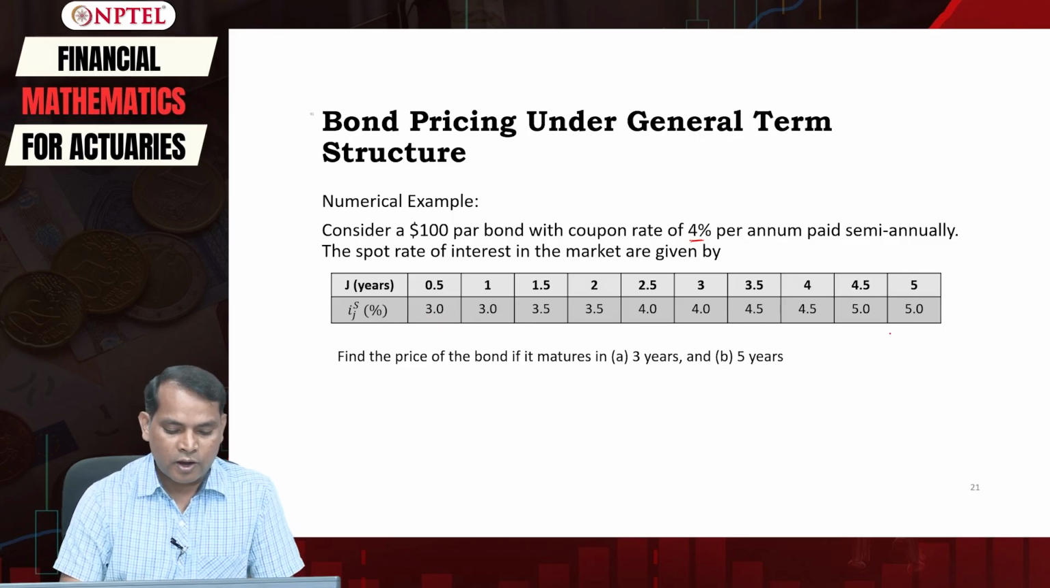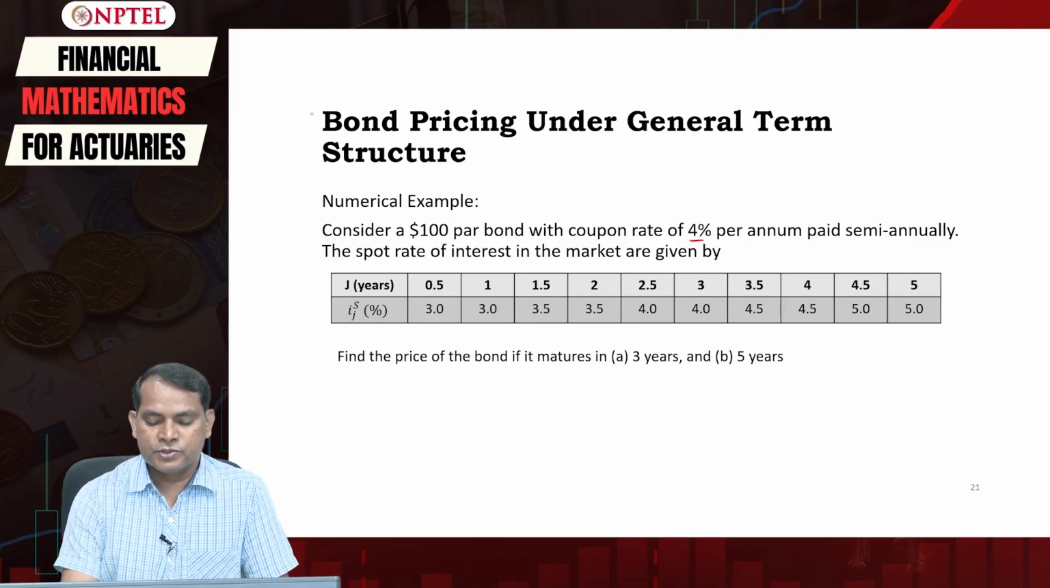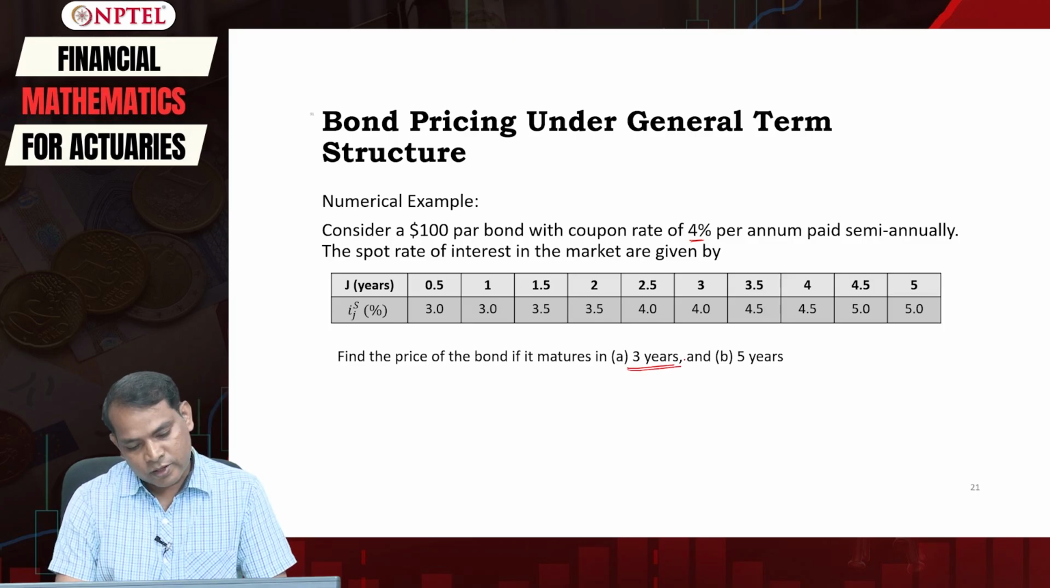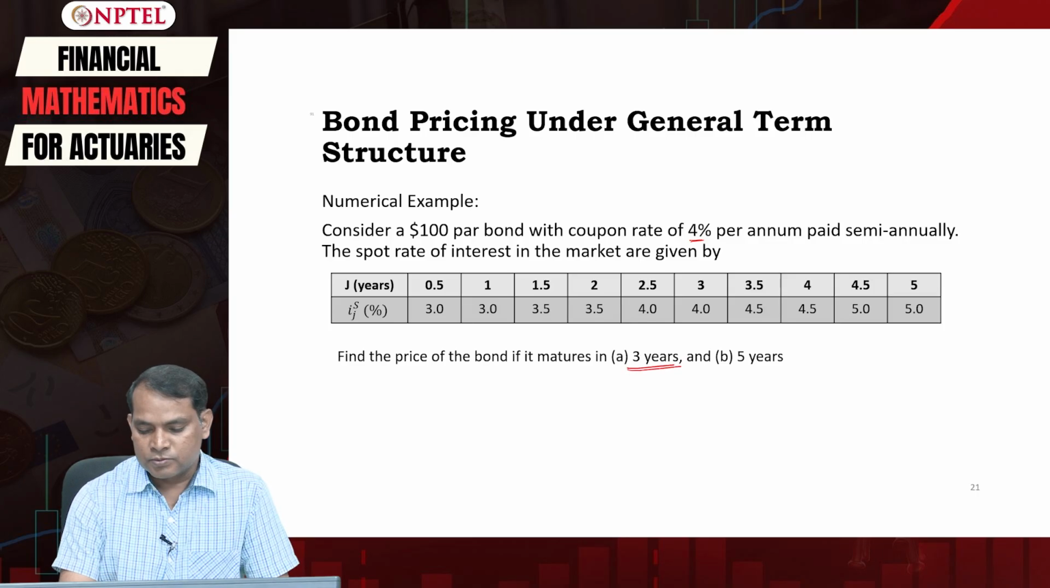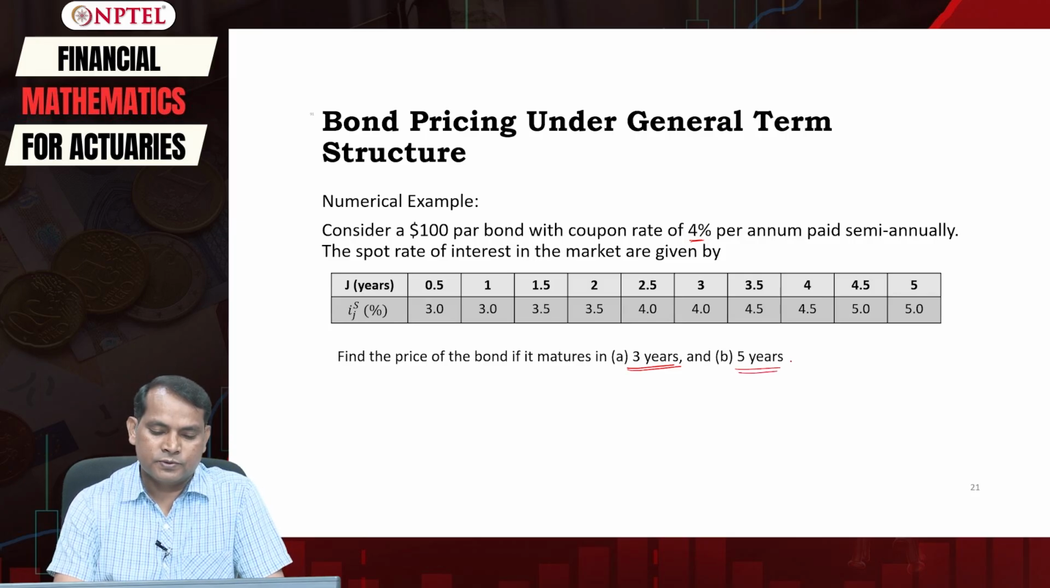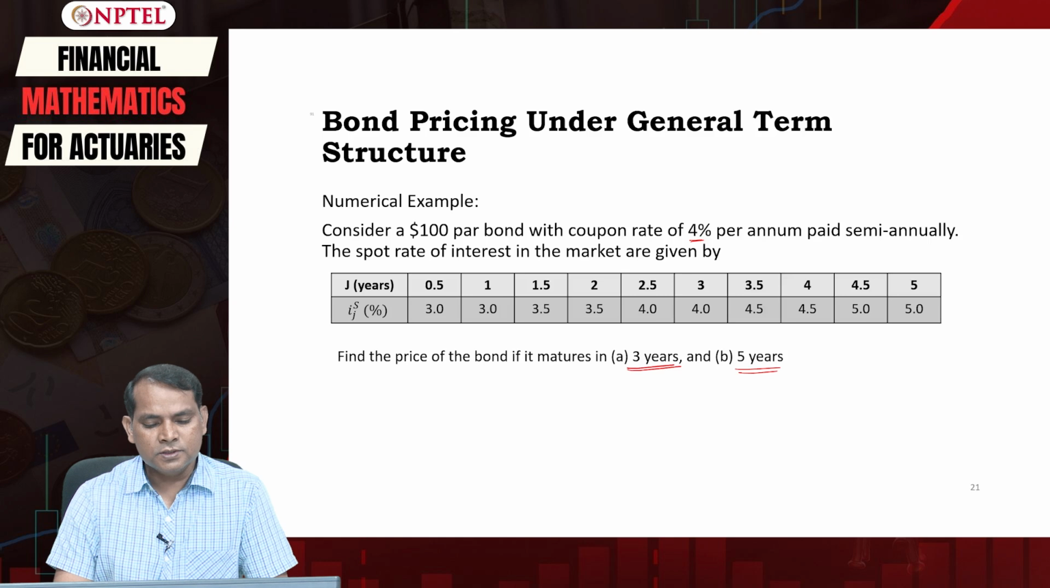Now, find the price of the bond if it matures in 3 years, and also find the price of the bond if it matures in 5 years. So, let us do that.